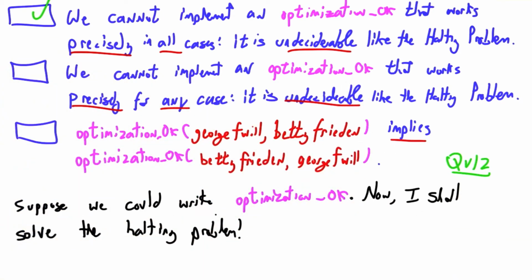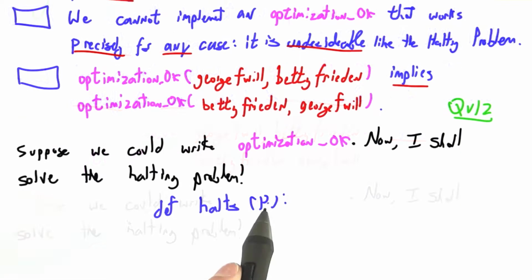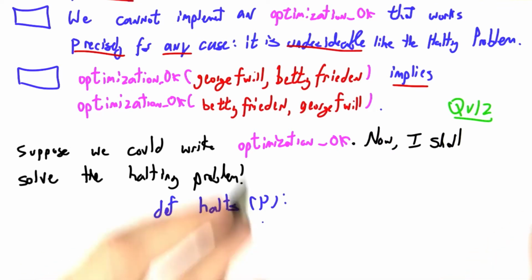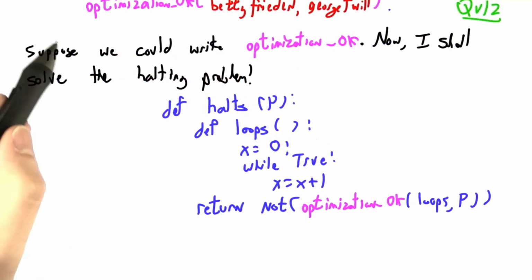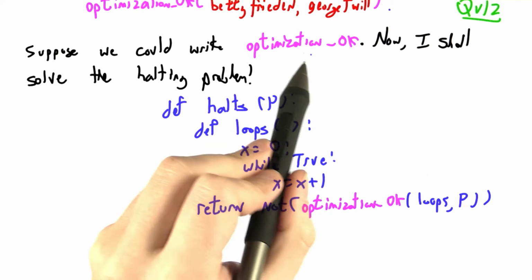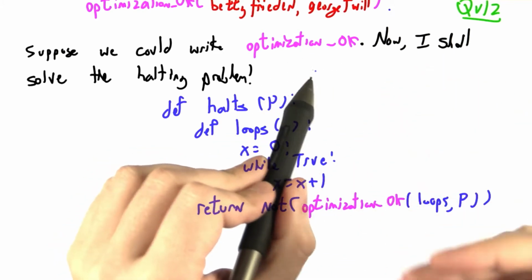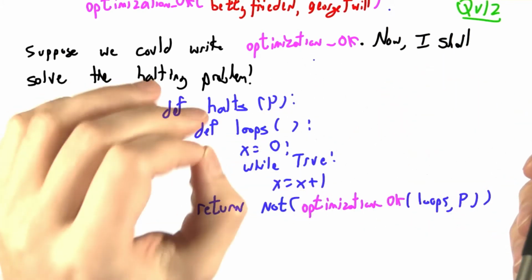I, the great Wes Weimer, shall solve the halting problem by telling you if an arbitrary program halts or not. You want to know if a program P halts or not. I'm going to tell you how to do it. Remember, we know this is impossible. Here's how we do it. Suppose you claim we've implemented optimization OK. It always gets exactly the right answer.